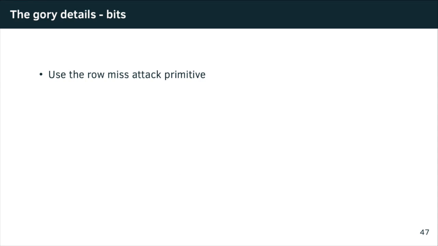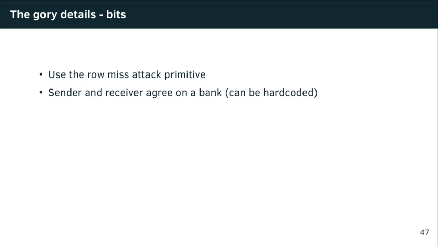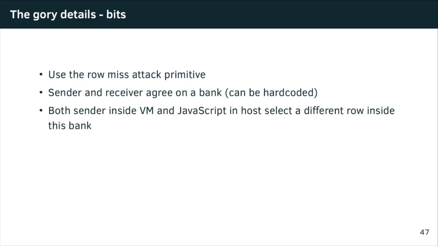And we use this row miss attack primitive we showed before. The only thing is we have this sender and the receiver agree on a bank at the beginning. So this is hard-coded in the application. We can choose any of the banks. And then inside the VM we have this binary running, this malware or whatever, that wants to exfiltrate the data from the virtual machine to the internet.